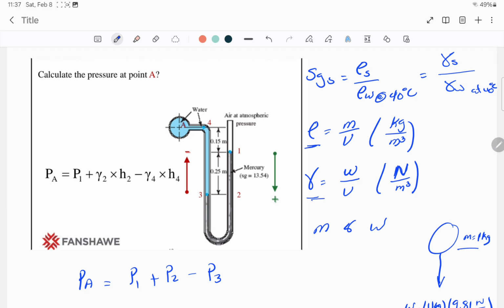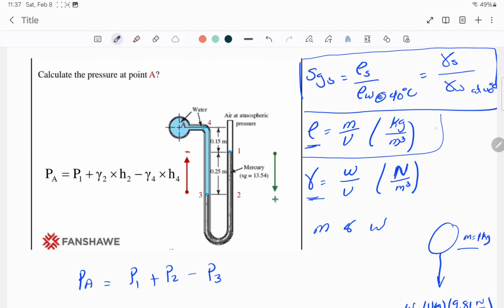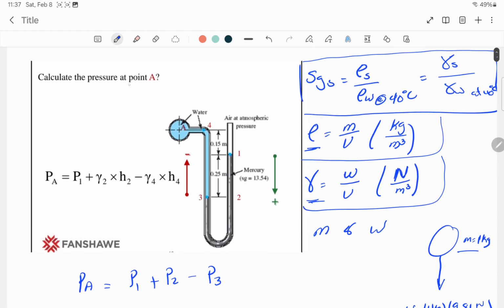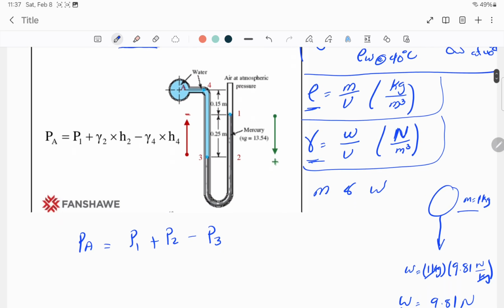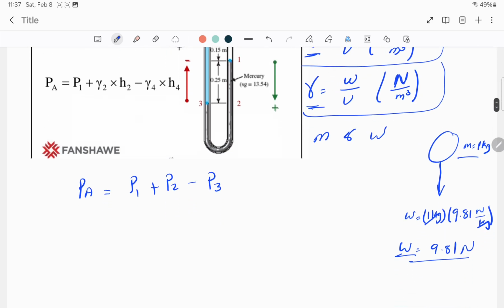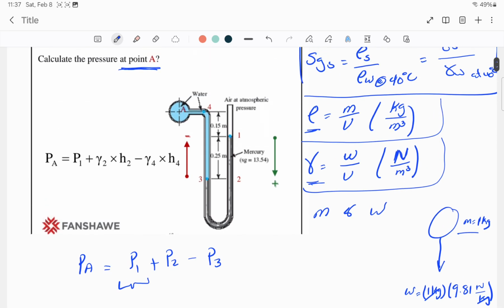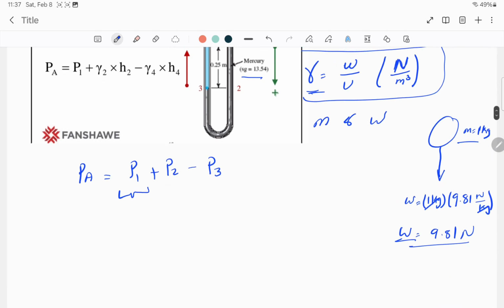density and specific weight. Why I told you these three very important equations is because when you're solving for the pressure in a problem like this one, let's say find pressure at A, we went through this in the first video. Sometimes when you want to find P1, you're given the density, sometimes you're given the specific weight, and sometimes you're given SG. So you need to know all three equations to solve that.